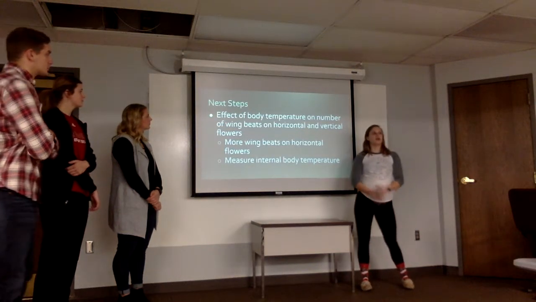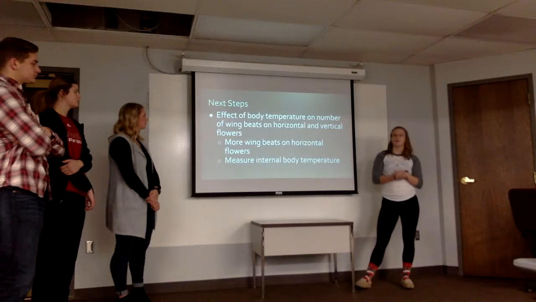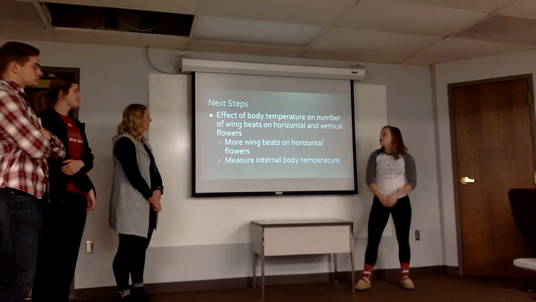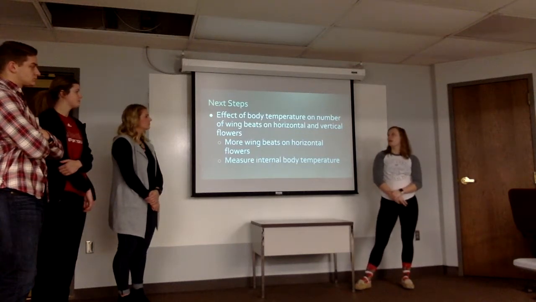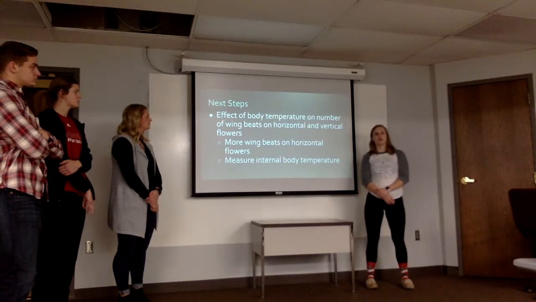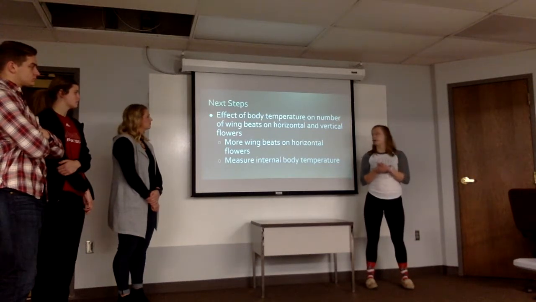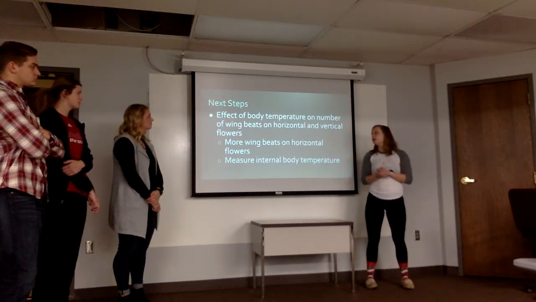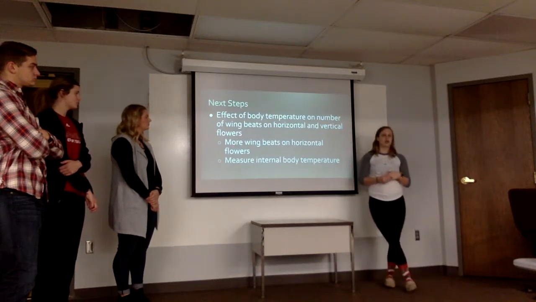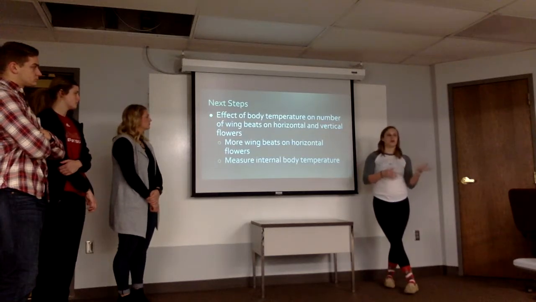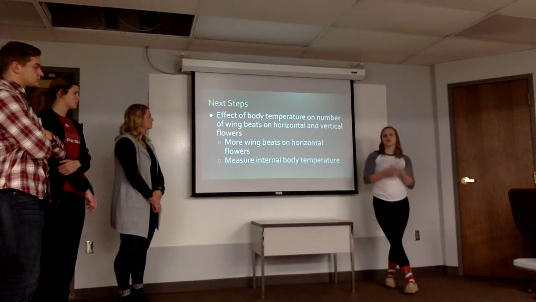So our next step would be to test the effect of body temperature on the number of wing beats on both horizontal and vertical flowers. And so based on what we considered, we would predict that there would be more wing beats on horizontal flowers, like what we got. And we could do this by measuring the internal body temperature of the butterfly after collecting the number of wing beats per minute.